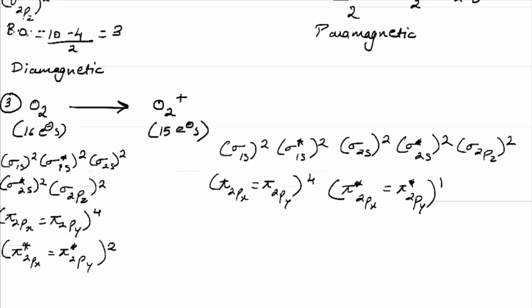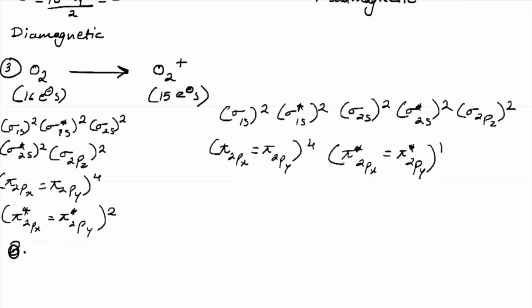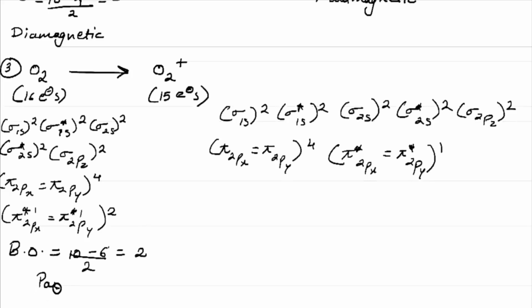And hence in that case, let us calculate the bond order. For O2, the bond order is going to be 2 plus 2, 4 plus 2, 6, 10, minus 2 plus 2, 4 plus 2, 6. So 10 minus 6 divided by 2, that's 4 by 2, and that is going to be 2. And since 1 unpaired electron is in each of these pi star orbitals, it would be called a paramagnetic substance.